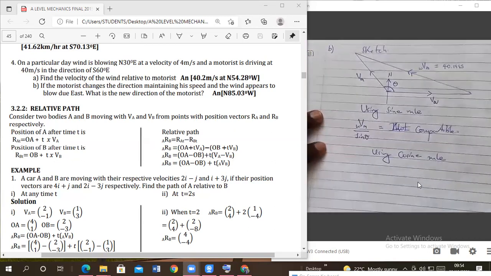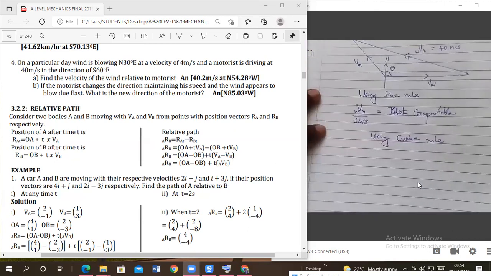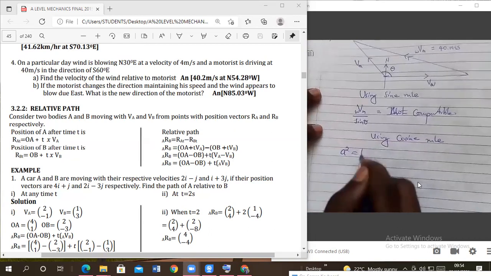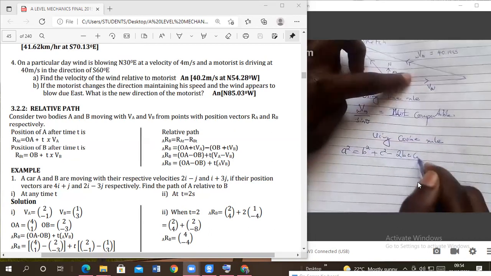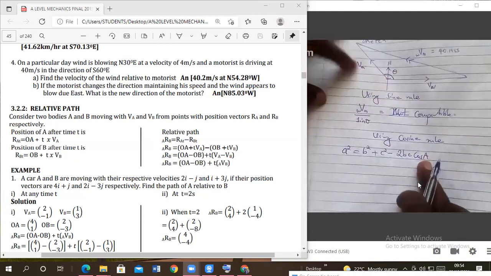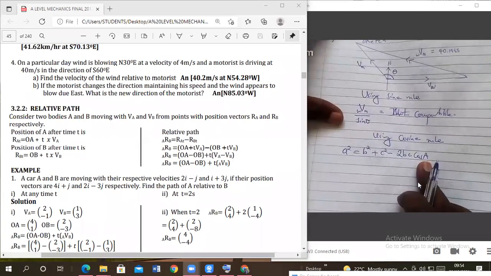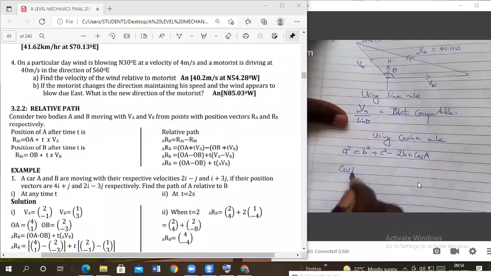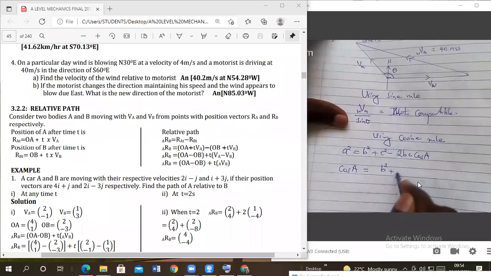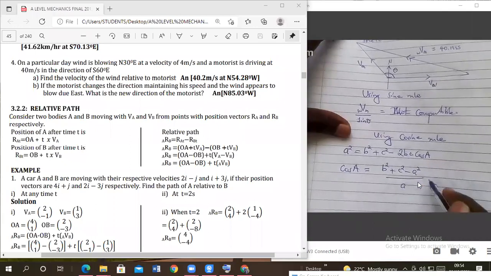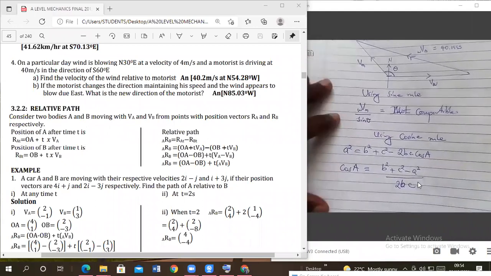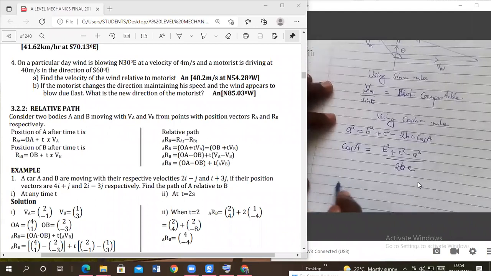So when you use cosine rule, what have you got, members? We shall have a squared equals b squared plus c squared minus 2bc cos A. We want to find this angle now. So cos A equals b squared plus c squared minus a squared over 2bc.